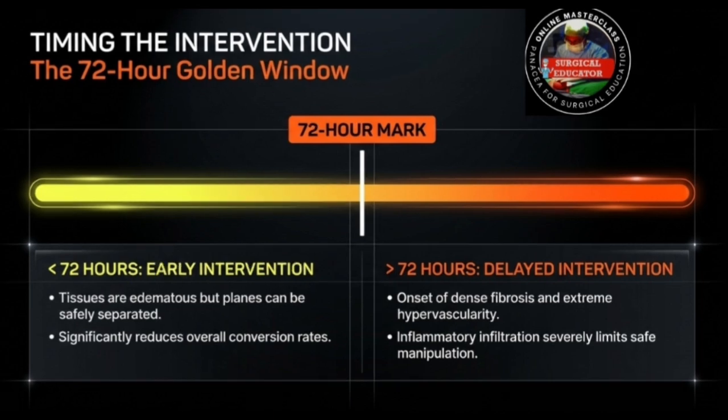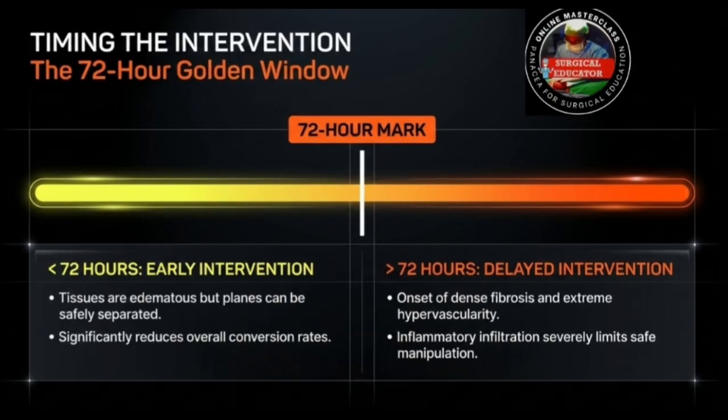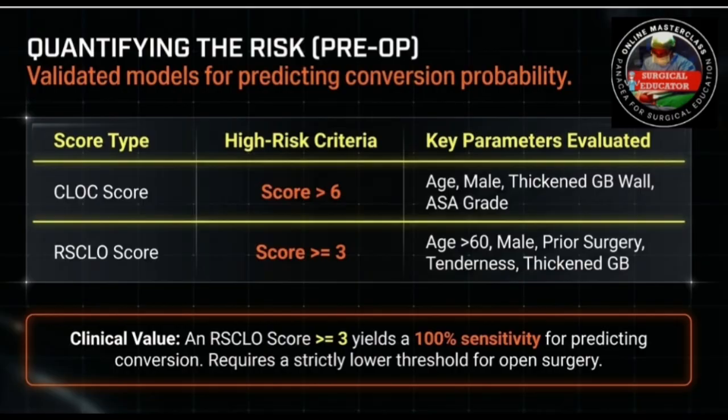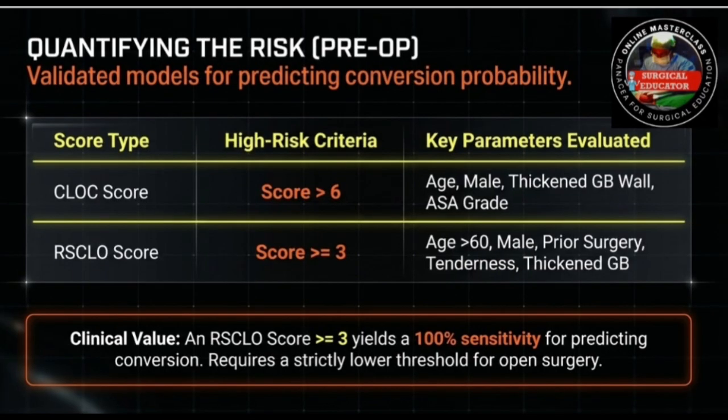Which highlights why objective measurement is so critical, human eyes just aren't enough to judge if tissue is edematous or fibrotic. So let's look at slide 6, which shows how surgeons mathematically quantify this risk pre-op. The scoring systems, these are cognitive lifelines. The two primary ones are the CLOC score and the RSCLO score. Let's break down CLOC first.